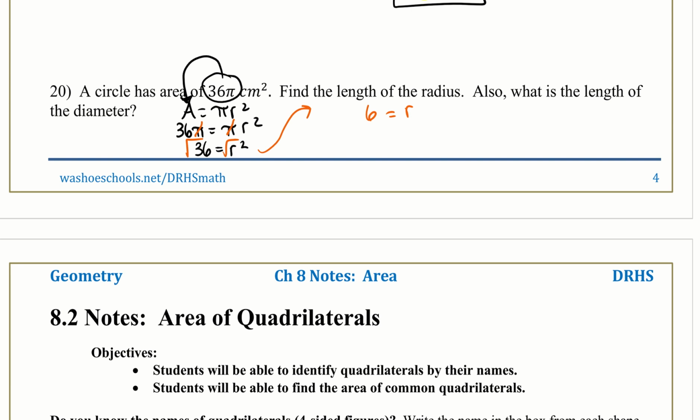Now, the units. If the units for the area are centimeters squared, then the radius would just be in centimeters. The radius doesn't tell us how many squares we have. It just tells us how long it is. The diameter is always twice the radius. 6 times 2 would make that 12 centimeters. And that is the end of our video for today.